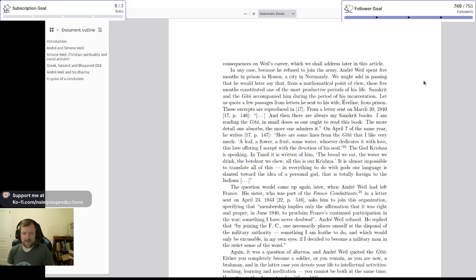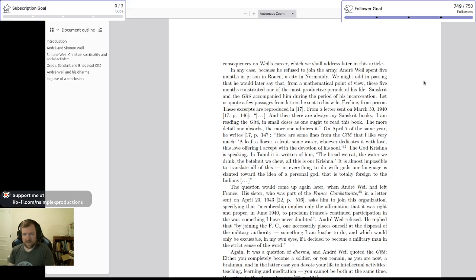These excerpts are reproduced in 17, from a letter sent the 30th of March 1940. "And then there are always my Sanskrit books. I am reading the Gita in small doses, as one ought to read this book. The more detail one absorbs, the more one admires it." On the 7th of April, same year, he writes, "Here are some lines from the Gita that I like very much.